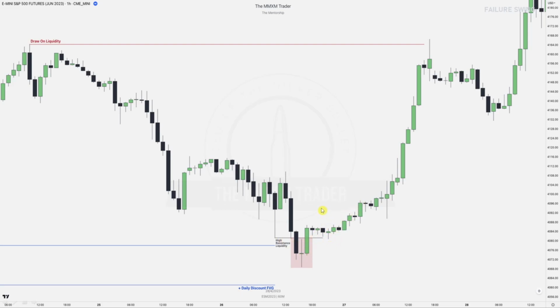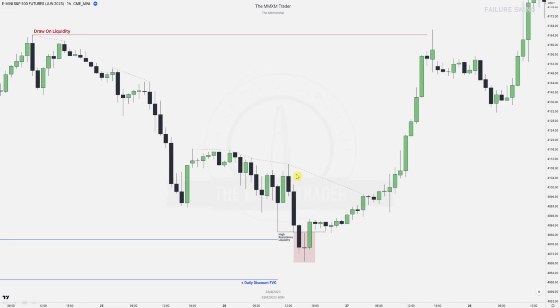Now notice where the failure swings are, right? We've got all these failure swings up here, which is low resistance liquidity. Now also notice how this is still in discount levels, right? Because the premium is around here and we want to move up into that draw on liquidity, which is up here, and then target all that low resistance liquidity, all those failure swings up here, and then eventually up here on a draw on liquidity.